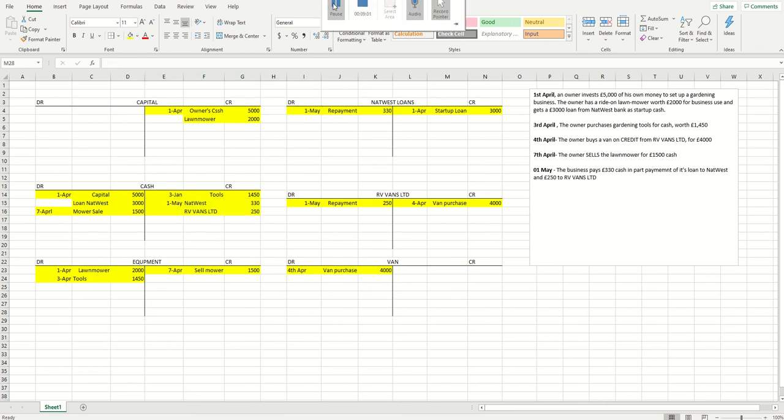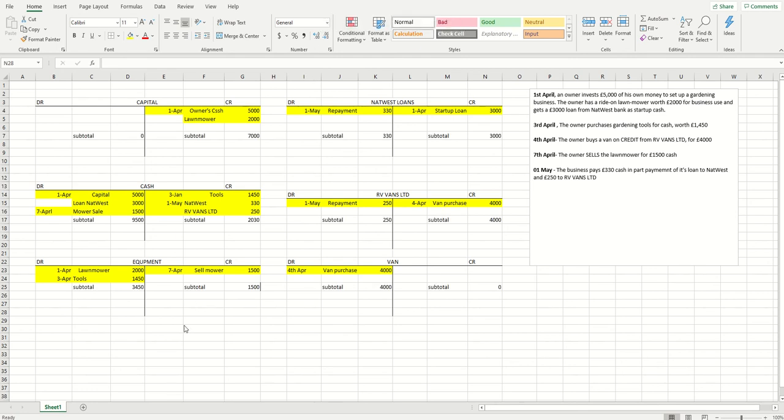The next stage is to balance each ledger and come up with a final balance for each of the ledgers. We'll quickly use the auto sum feature in Excel to get a subtotal of each side of each ledger. Let's just focus on the equipment ledger, and I'll show you how to do it on this one.